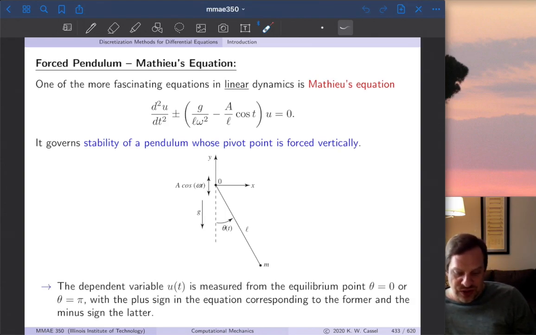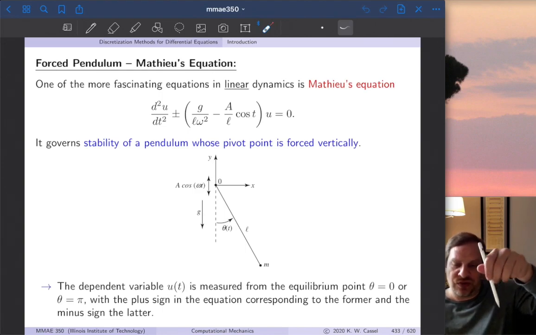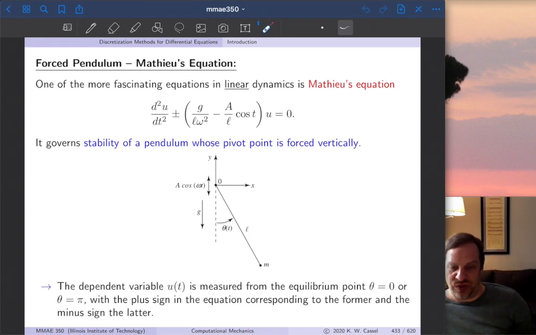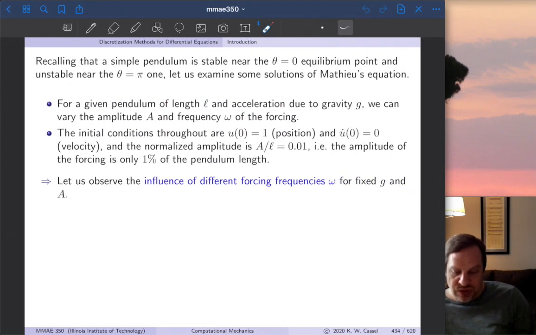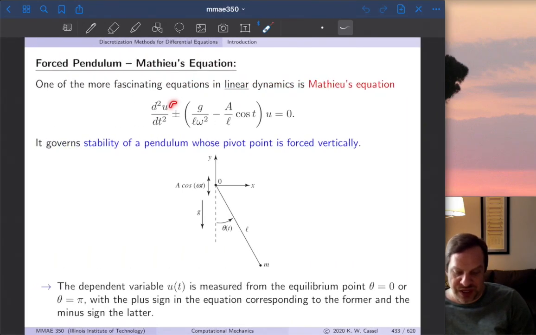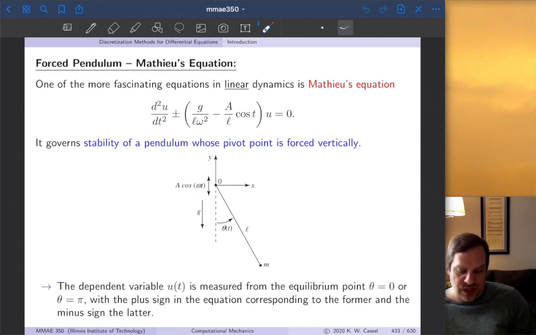So this equation, Mathieu's equation, actually allows us to look at what happens to the pendulum because of the forcing. So again, a regular pendulum with the forcing. Theta equal to 0 is the stable equilibrium point, and theta equal to pi is the unstable equilibrium point. For Mathieu's equation, you'll notice the plus and minus here. Plus is for the stable case, minus is for the unstable case without forcing. And then we're going to look at the effect of the forcing, which is actually right here.